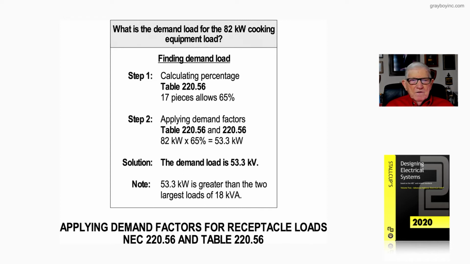And the note says 53.3 kW is greater than the two largest loads of 18 kW that you saw in the illustration, the figure. So if it's 16 pieces, we would fall with a 65%, or if it was 17 pieces, we would fall with 65%. So this is applying the demand factors based upon our load that's cooking type equipment in a restaurant or, say, a cafeteria. And that's what this figure 15-4B is illustrating, how to calculate such load.